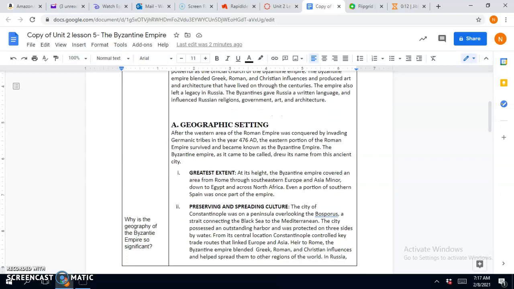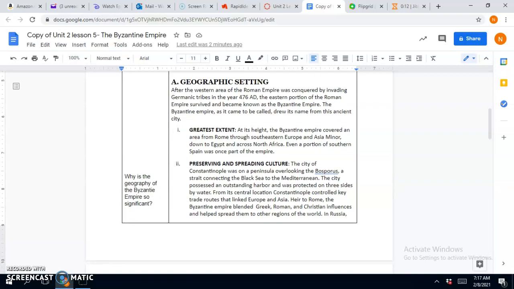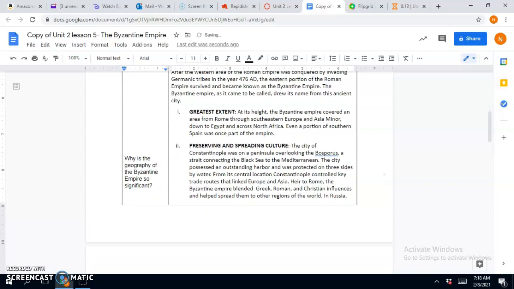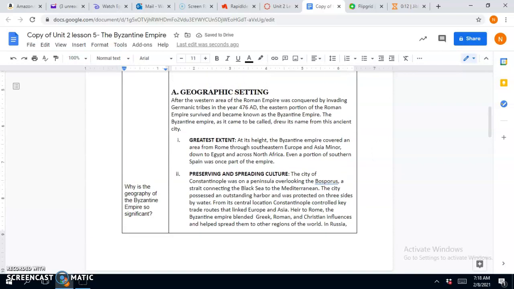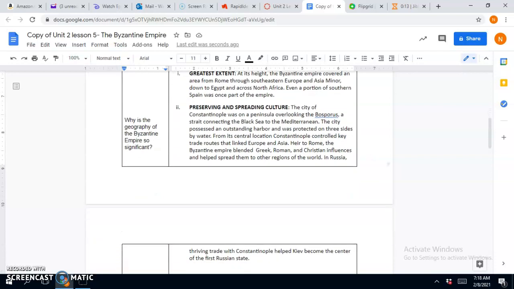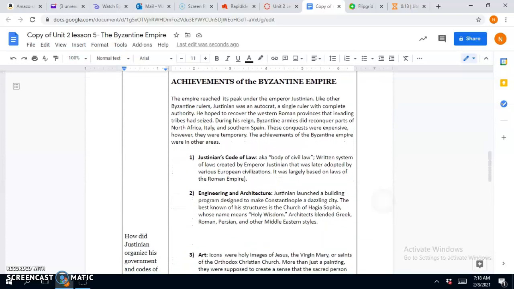As with everything we learn about different areas, we have the geographic setting. Let me fix this because this is a little typo. And then you read that and answer this question: why is the geography of the Byzantine Empire so significant? And then make sure you read over their achievements.